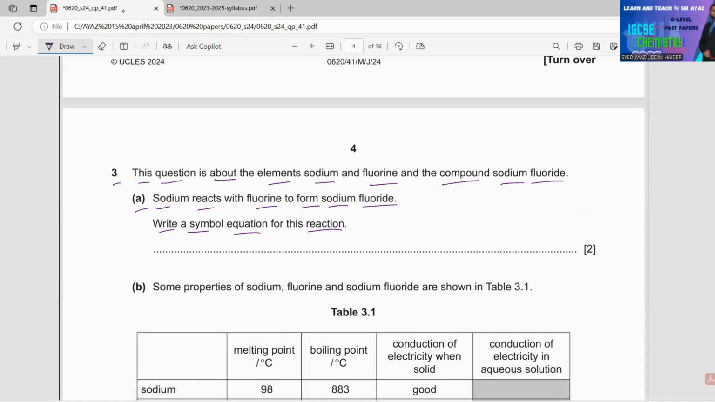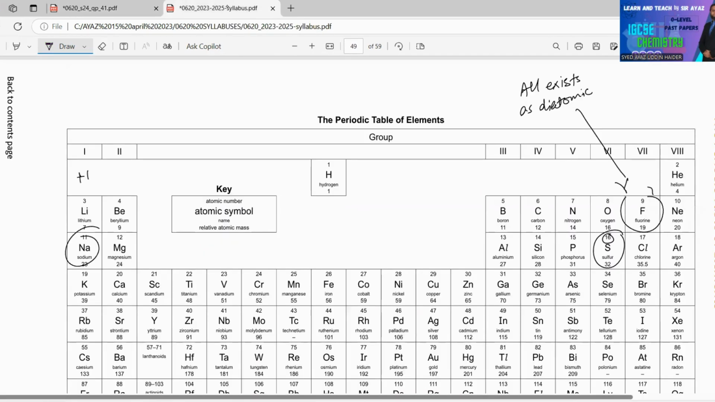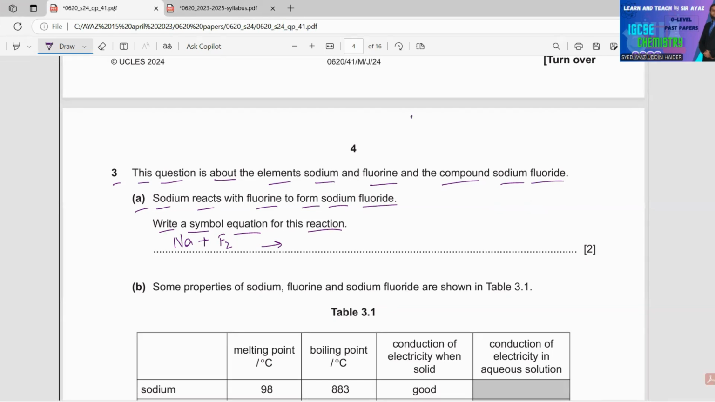So I will write Na plus F2. So formula for sodium fluoride. For sodium, the valency is +1. For fluorine, the valency is -1. So ignore the charges. +1, -1, 1, 1. Swap these numbers. You will get NaF as the final formula for sodium fluoride. Now let's balance this reaction equation. Simply write 2 before Na and 2 before NaF. So this will be the final reaction equation for this one.